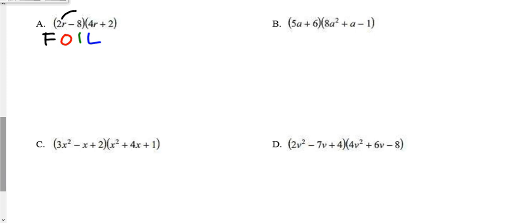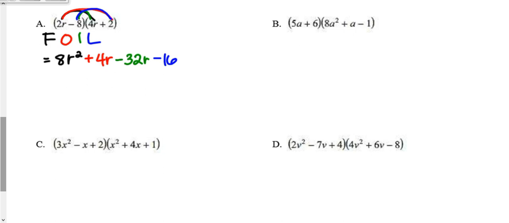So F is first, so you're going to multiply your first 2 terms together. So that would give me 8r squared. O stands for outer, so go to your outer 2 terms, the ones that are furthest away, and so that would be 4r. I stands for inner, so it's the 2 terms that are closest to each other, which would be negative 32r. And then the last 2 terms, the 2 last terms in the parentheses would be negative 16.